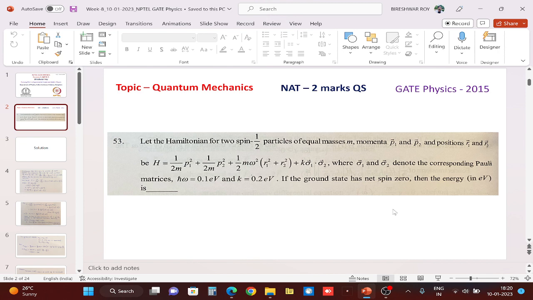Here the total spin is given as 0, so your sigma will be 0, and sigma 1, so you know, right? It's a half spin particle, so what will it be, right?